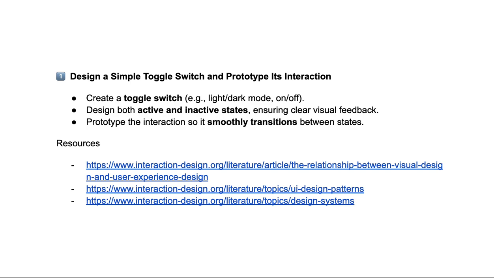But for this first one, design a simple toggle switch and prototype its interaction. So create a toggle switch, and this could be in any form. You may want to look up different toggle switches folks have. There are some pretty standard ones that are in component libraries, but you could branch way out and think about two different states of something and create that into a toggle switch.